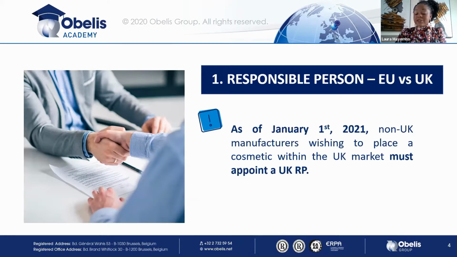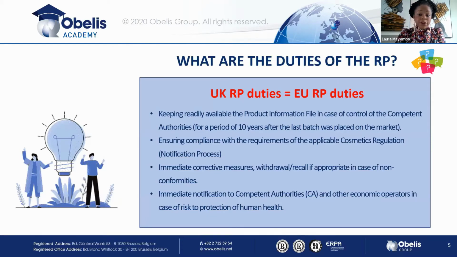As you know, in EU, this is already mandatory, but for UK, as of January 1st, 2021, a non-UK manufacturer wishing to place a cosmetic within the UK market must appoint a UK responsible person. About the duties of the EU and UK responsible person, there is no difference. They have the same. They have to keep readily available the product information file in case of control of the competent authorities, which means that the name and address of the UK as the EU responsible person has to appear on the labels. Both of them have to ensure compliance with the requirement of the applicable cosmetic regulation.